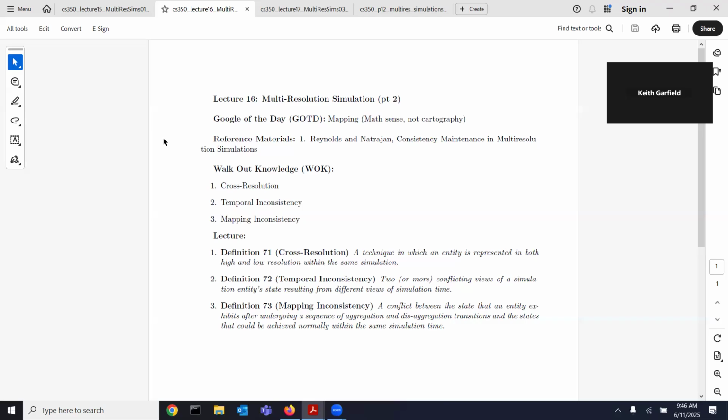So temporal, as you would expect, is two or more conflicting views of the simulation entity state, and that's resulting from the different views of the simulation time. So at the high level, maybe I'm concerned about every tick. Remember, every tick is a cycle of a simulation. Maybe every tick is 15 minutes. And at the low level, every tick is 1 second. Well, 1 second, 15 minutes, what is that? 60 times 15? 900. So there's 900 ticks at the low level for 1 tick at the high level.